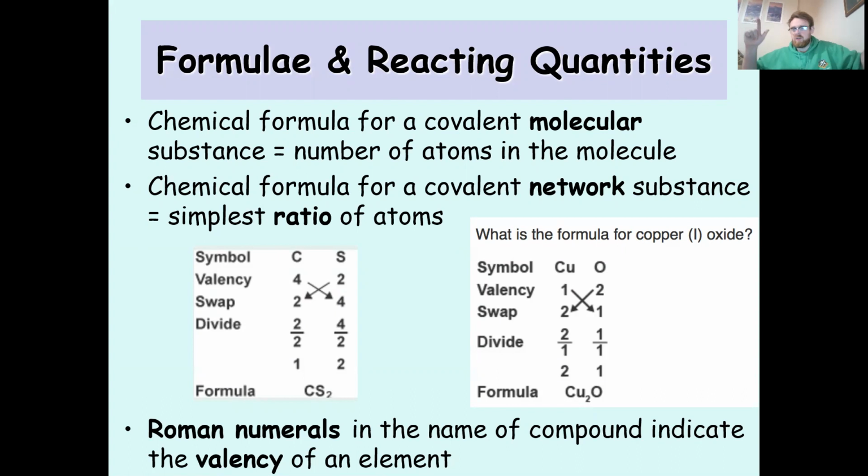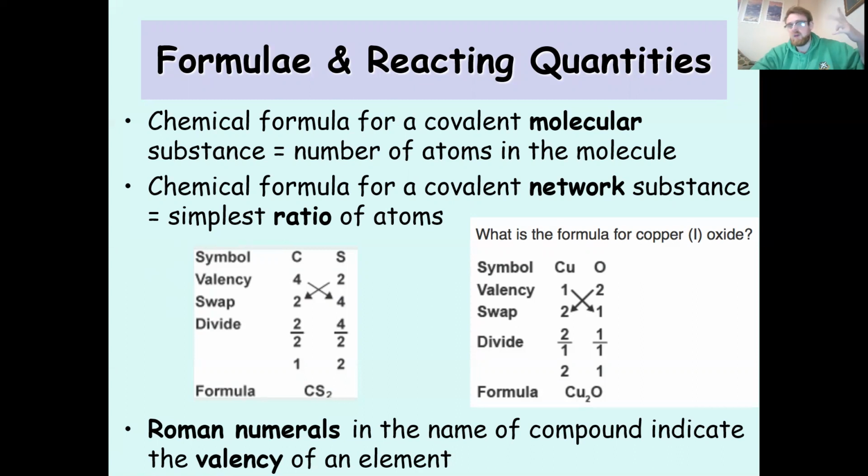So if it's 2 to 4, that can be simplified to 1 to 2. Remember that if it's a transition metal, so if it's in that block in the middle of the periodic table, they can change their valency. So copper can be copper 1, copper 2, copper 3, or copper 4. You don't need to know which one it is. The name will tell you using Roman numerals.